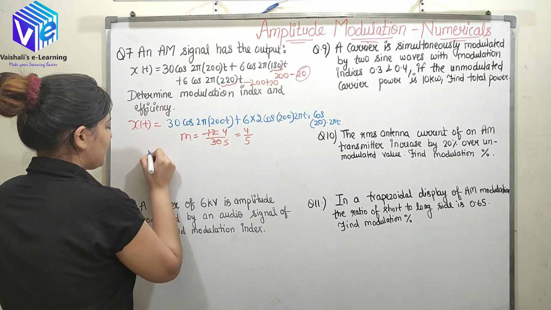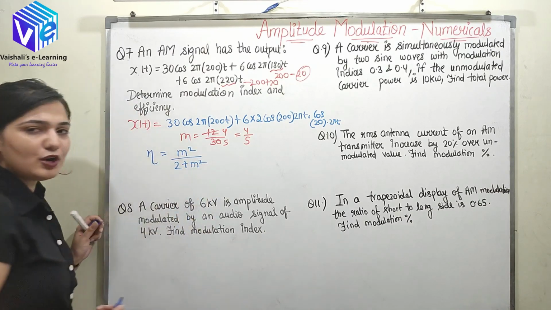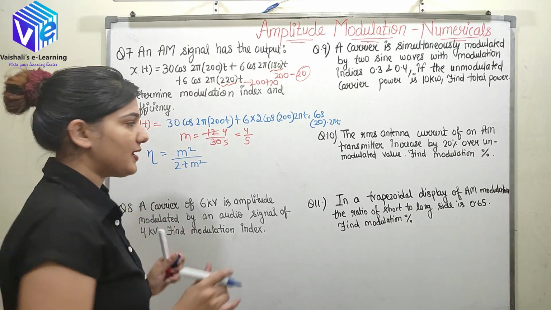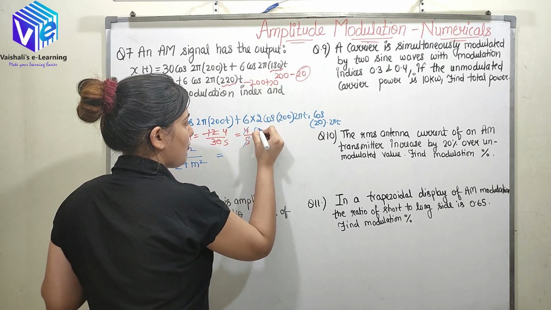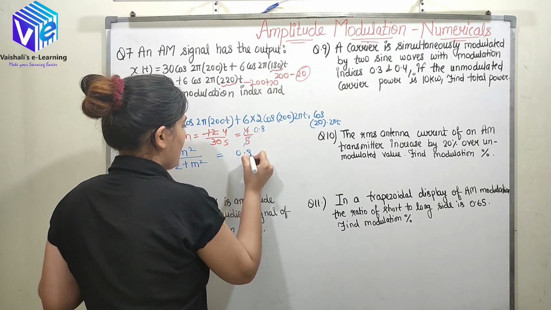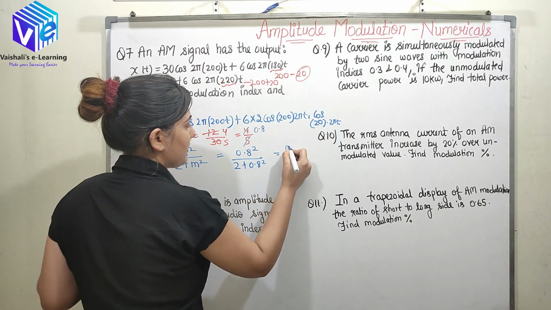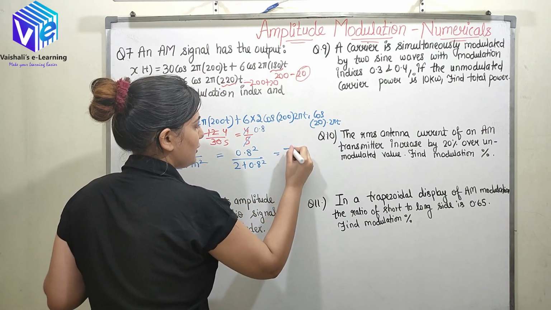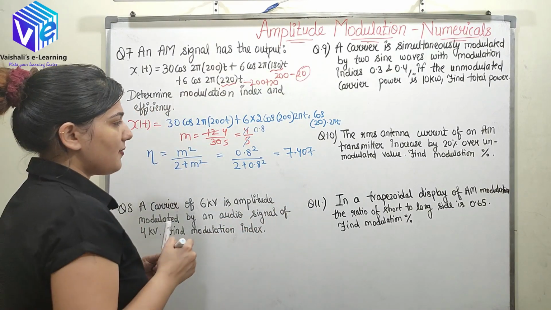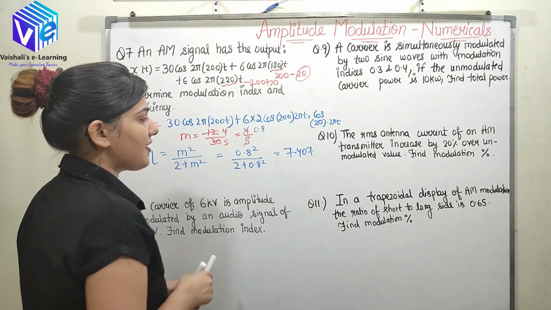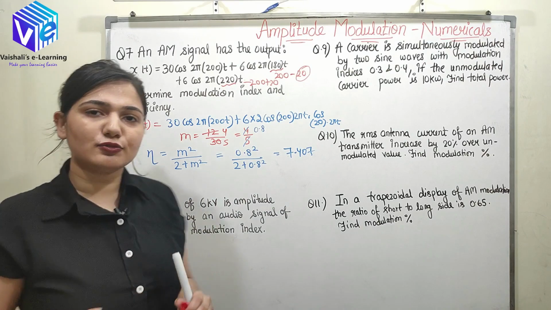So now efficiency. This is the formula of efficiency, m square upon 2 plus m square. We just need to put the value of m. So here it is 0.8. So 0.8 square upon 2 plus 0.8 square. So it will come out to be approximately equal to 7.407. You can check the answer also. Maybe I am wrong, so the answer will be 7.407. So this is my efficiency. So now coming to the next question.